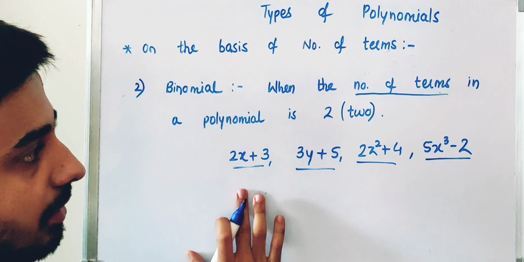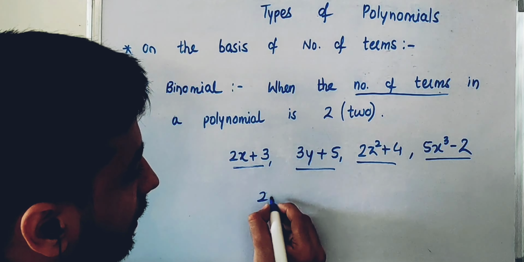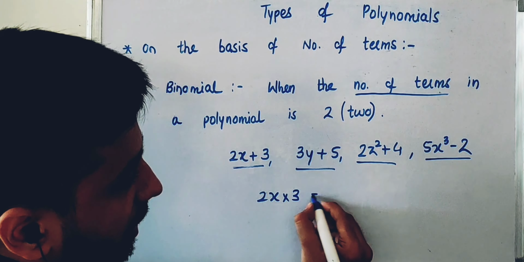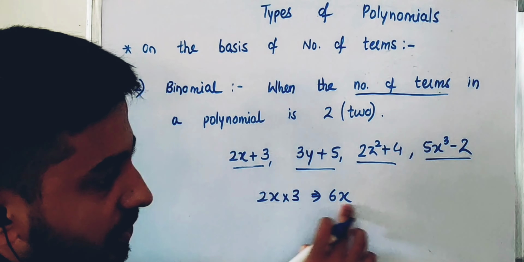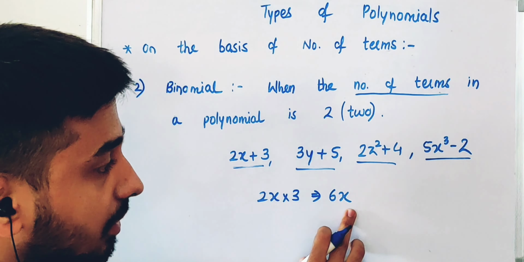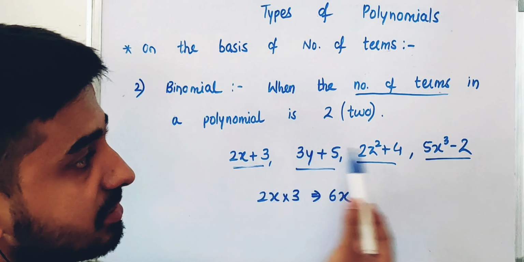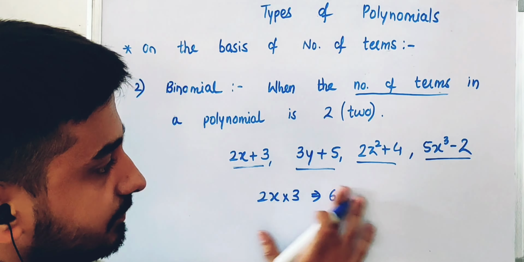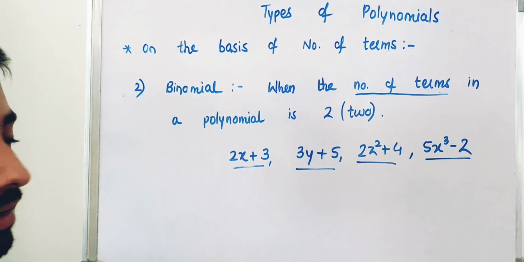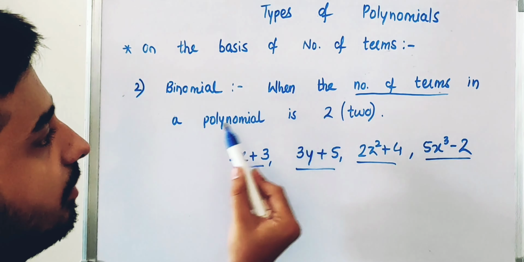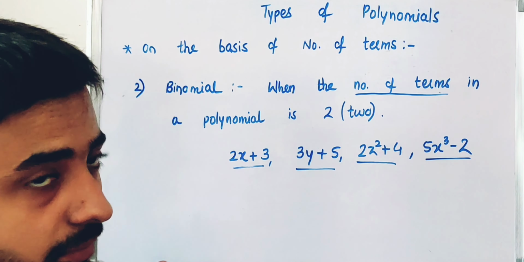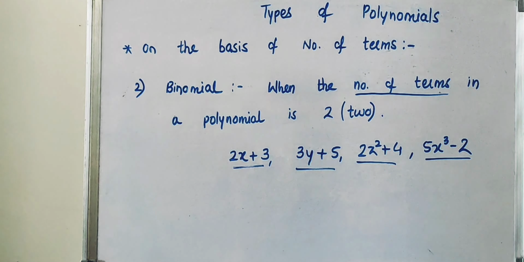You can't write like this: 2x into 3. It will become 6x, so this will become a monomial. So what sign can you use? Plus or minus. Clear? So whenever the number of terms in a polynomial is 2, then it is known as binomial. Now moving on to the next one.